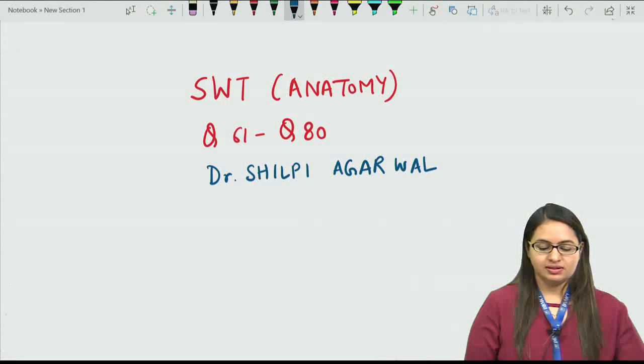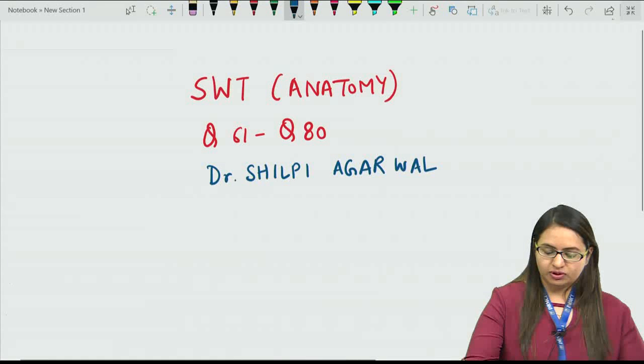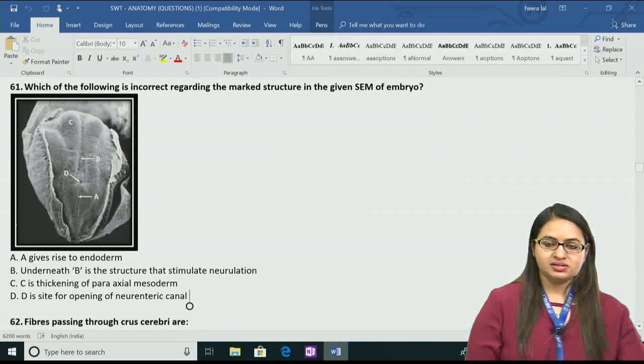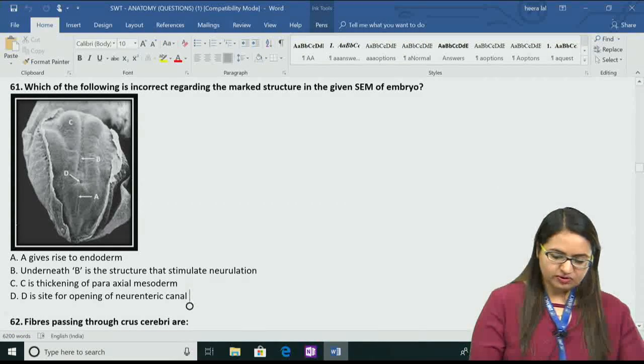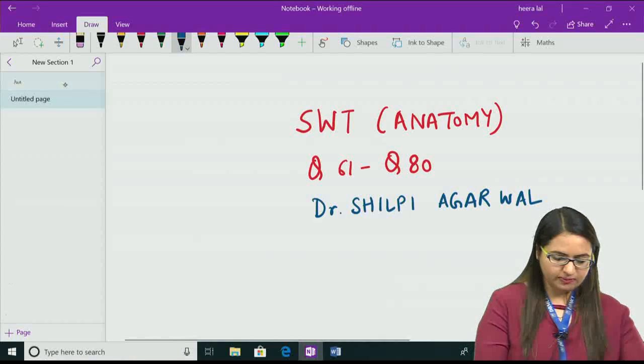Okay, today we will be discussing the anatomy questions of the subject-wise test, and in this we will be discussing question number 61 to question number 80, and myself Dr. Shilpi Agarwal. We will start from question number 61. Question number 61 is regarding this picture, which is the SEM of the embryo. In this we first have to identify the various structures present over here.